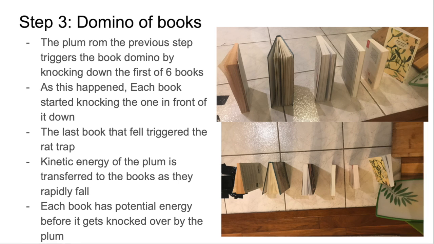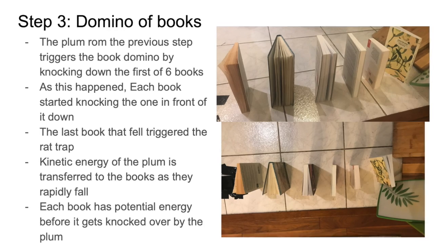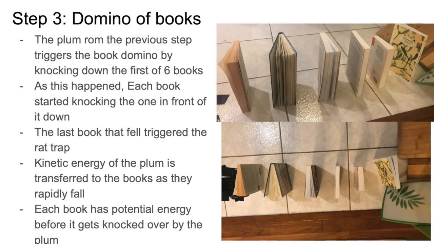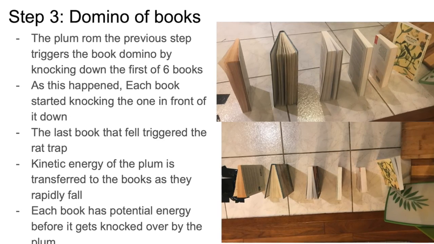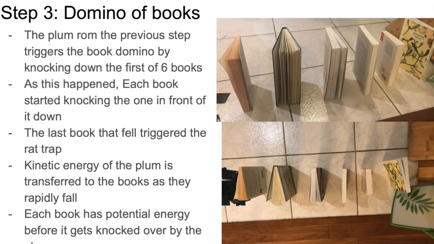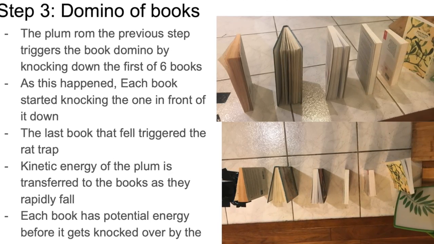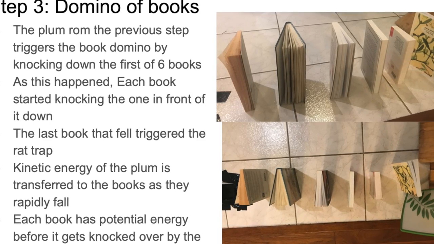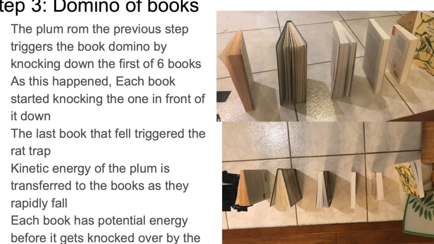The third step of my mechanism is a domino of books. The plum from the previous step triggers the book domino by knocking down the first of the 6 books. It creates a domino effect of all of the books rapidly getting knocked down. Each book itself has potential energy before it gets knocked over by the plum, and then this energy is turned into kinetic energy. The last book of this domino series that fell triggered the rat trap, which is a part of the fourth mechanism.